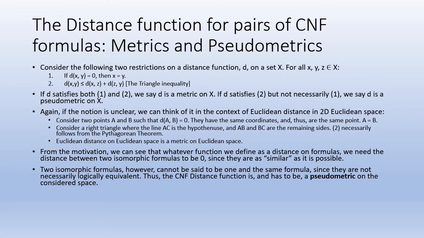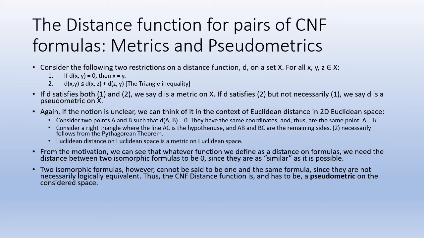We recall the notions of metric and pseudometric. Consider the following two restrictions on a distance function d on a set X. 1. For all elements x, y, and z of the set X, if the distance between x and y is 0, then x is y. 2. The distance between x and y is less than or equal to the distance between x and z plus the distance between z and y, which is the triangle inequality. If d satisfies both 1 and 2, we say d is a metric on X. If d, however, satisfies 2, but not necessarily 1, we say d is a pseudometric on X.